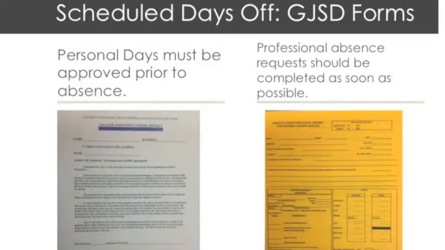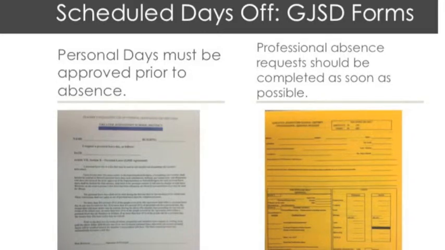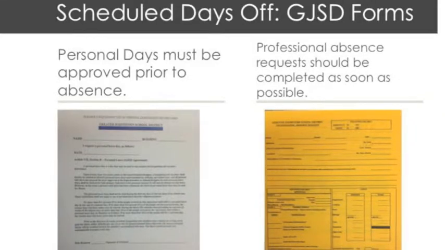The other way that you could know ahead of time that you are going to be out for a day is if you had scheduled for a professional absence. Let's say you have a conference or a workshop. An example of that form is seen on the right.